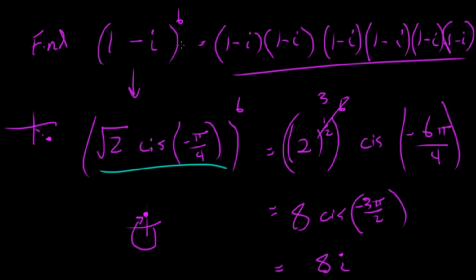But apart from just being able to raise numbers to a certain power, it also allows us to look at the roots of a number. So what do I mean by that? Let's look at an example. Let's say I have the number 4i, and I want to find the square root of it. I want to find the things that, when squared, give me 4i. All right, forget about principal roots and non-principal roots for a second. Let's just think about what numbers, when squared, give me 4i.